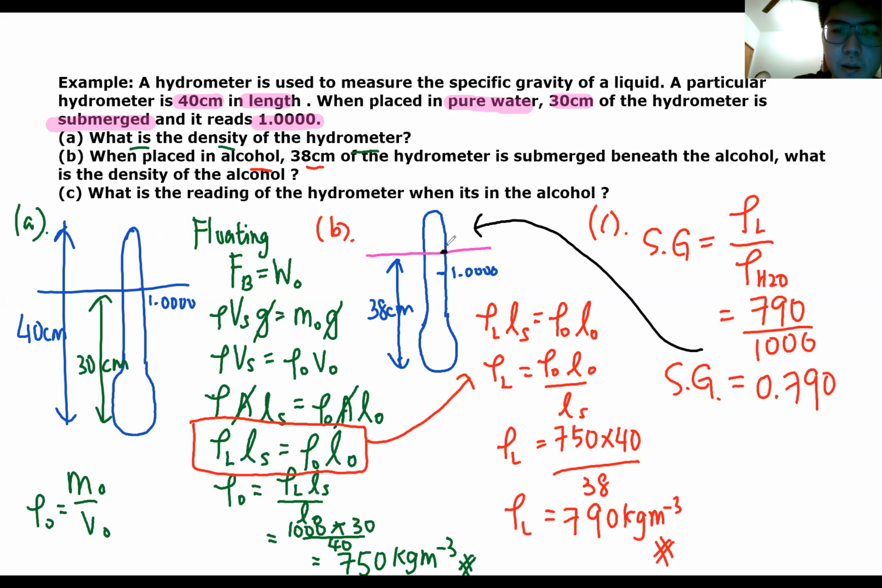So here, you will see that the surface of the alcohol is in line with 0.7900. This is the answer. Specific gravity has no unit because it is a ratio, so the units cancel each other off. Okay, you can take a snapshot of this.